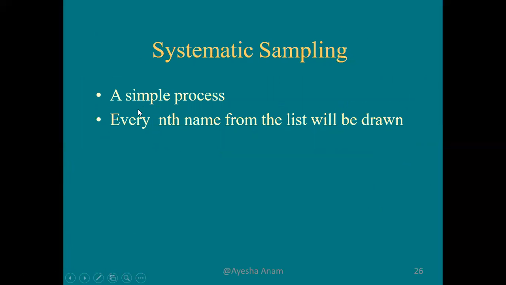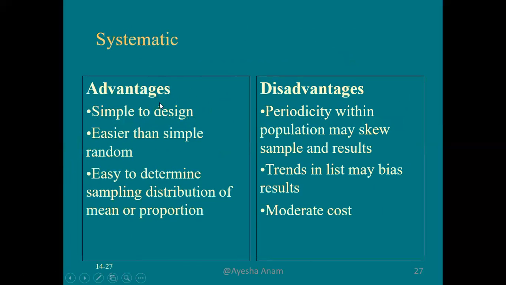Systematic sampling, it is a simple process. Every nth name from the list will be drawn. What are the advantages and disadvantages? This is simple to design, easier than simple random sampling, and easy to determine the sampling distribution of the mean or proportion. Disadvantages: periodicity within the population may skew the sample and results. Trends in the list may bias results. Moderate cost.